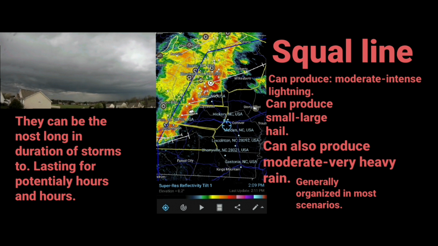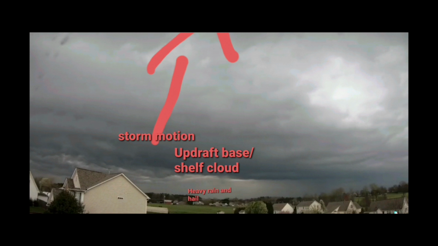This is the way squall lines are usually presented up close or approaching. They are usually presented as a very long black or darkened cloud base that is rapidly moving towards you. This is also known as the shelf cloud, and is usually pointing in the direction the storm is moving. And where it gets slightly lighter, but can also be dark, is where all the heavy rain and hail is.